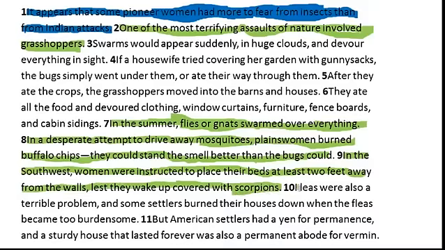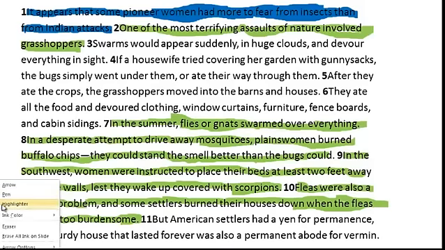Then we have another major detail in sentence 10. Fleas. Fleas were also a terrible problem, and some settlers burned their houses down when the fleas became too burdensome. Okay, so these are the major supporting details now. So you can see that there are 5 major supporting details. We have grasshoppers, flies or gnats, mosquitoes, scorpions, and fleas.